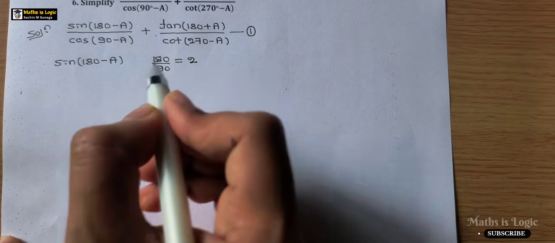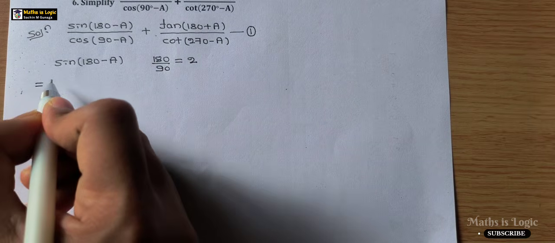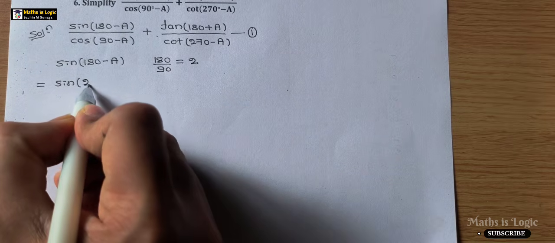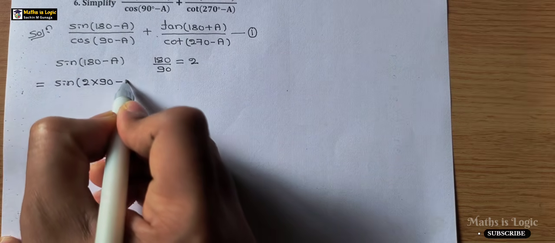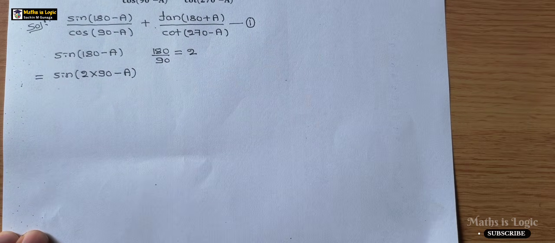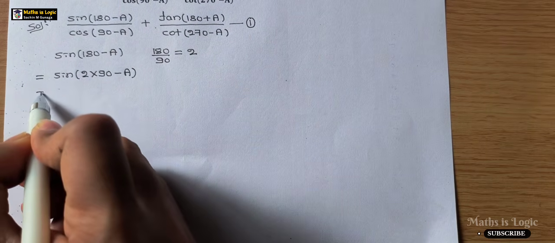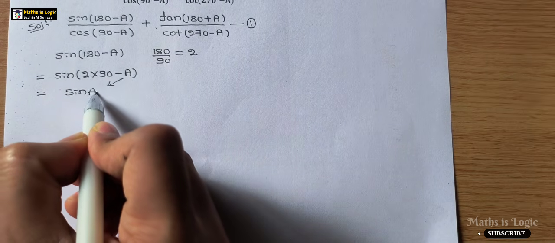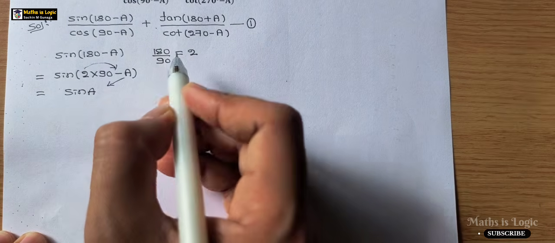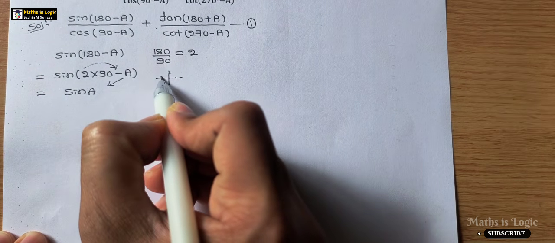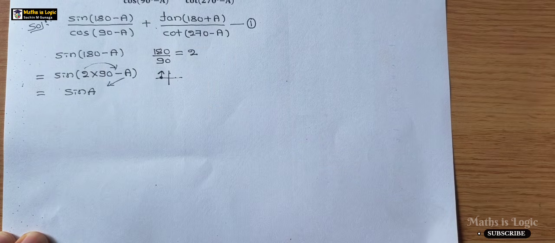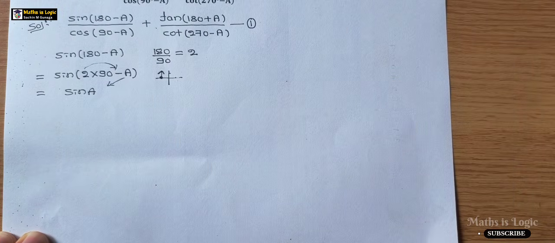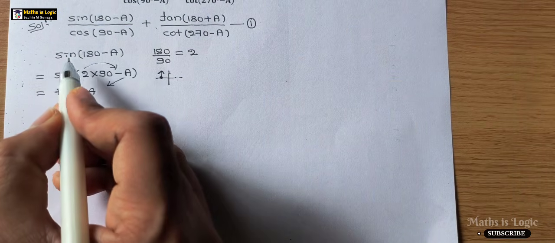So next, sine, how to write this 180? Take this number 2 into 90 minus a. Next, 2 is an even number. Sine remains sine. What is the value left here? A. Rotate 2 minus. So 2 minus means second quadrant. In the second quadrant, sine is positive. So write plus. So this is the first value.